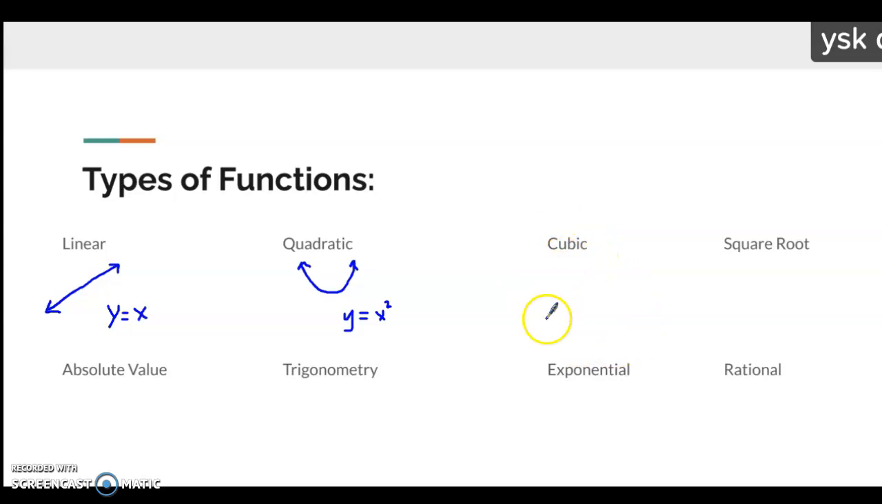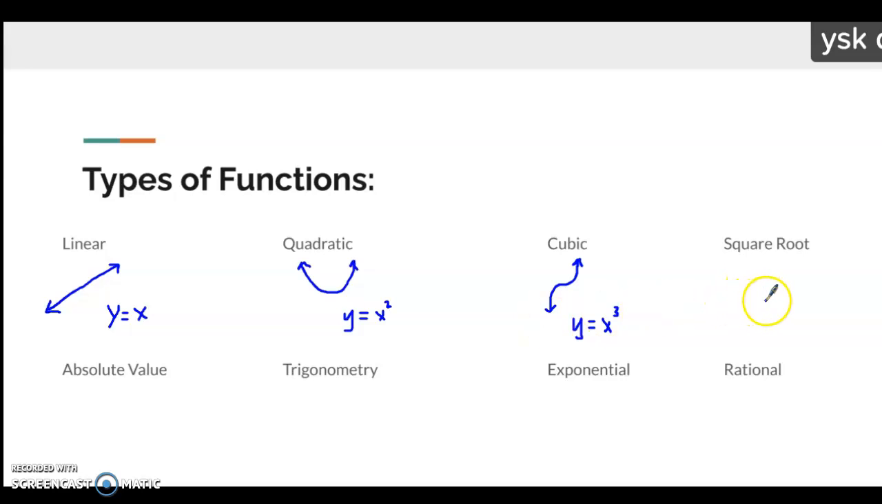A cubic function, cube means 3, so instead of having a squared, we now have a cube, like this. And the graph of my cubic function is going to kind of look like a sideways S. It's going to have the part that goes up and then the part that goes down.